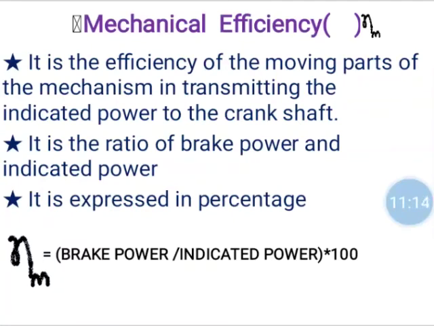So in transmitting the power from the cylinder to the crankshaft, power is lost when the piston is reciprocating inside the cylinder, when the crankshaft is oscillating about the crank pin, and in the bearings of the crankshaft. Likewise, wherever there are relative moving parts, some amount of power is lost. Therefore, mechanical efficiency is BP divided by IP into 100. Once you know the IP and the BP, you can calculate the mechanical efficiency.